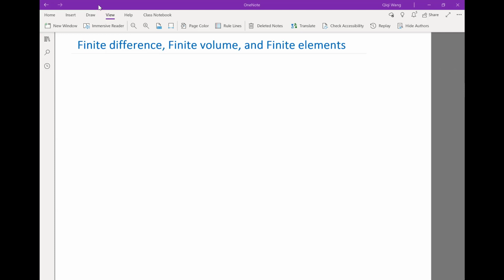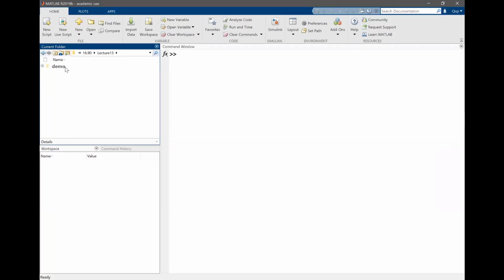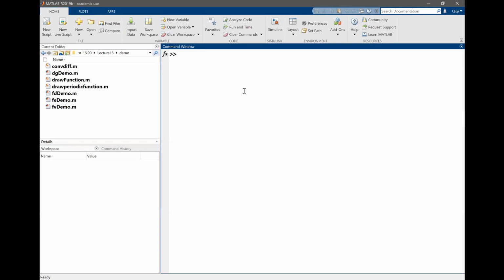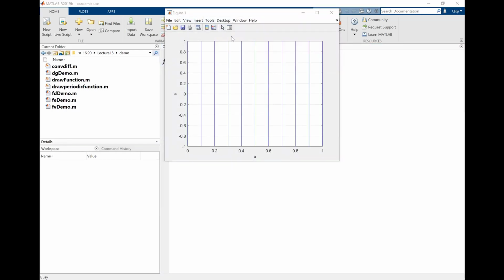Okay. So finite elements discretizes a function in a very different way from finite difference and finite volume. So we have actually already seen demos of what finite difference and the finite volume does. And today I'm going to show you how finite element discretizes a function.